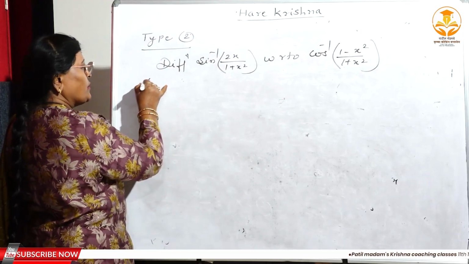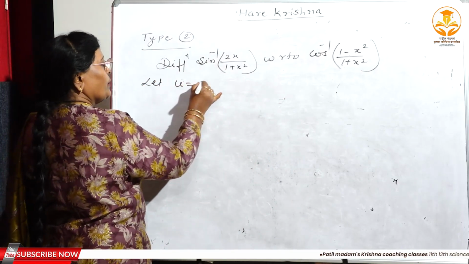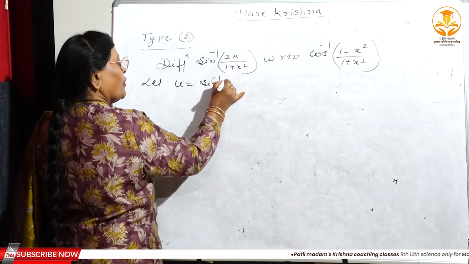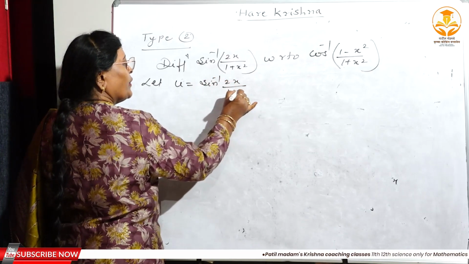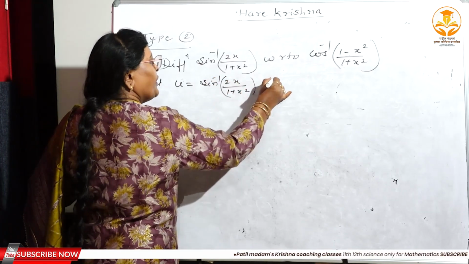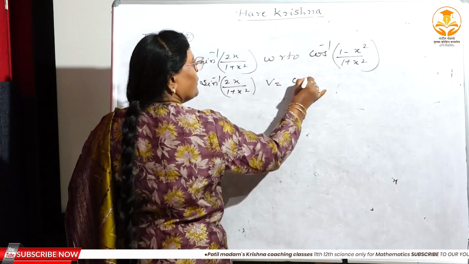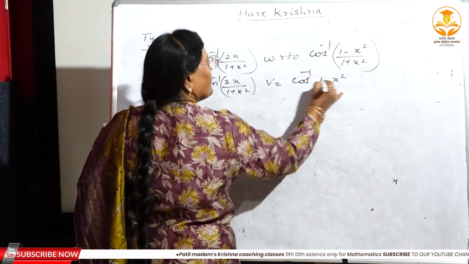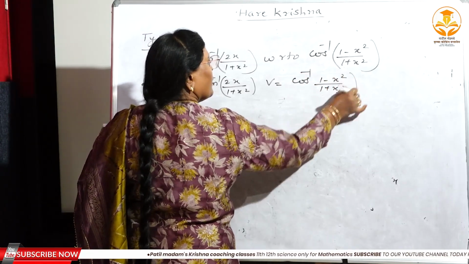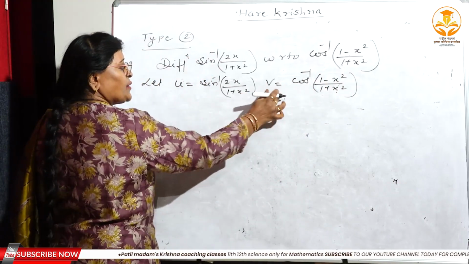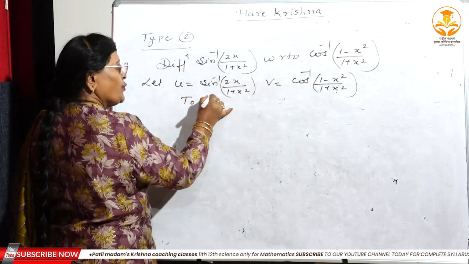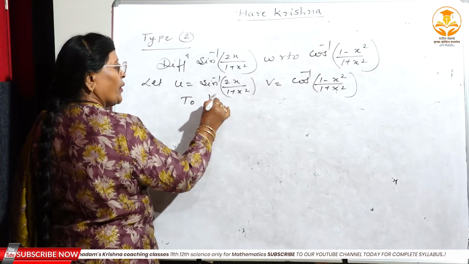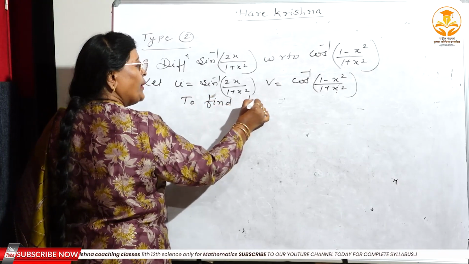Again what you have to do, let u be equal to sine inverse of 2x divided by 1 plus x square, and v equal to cos inverse of 1 minus x square divided by 1 plus x square. Now differentiate u with respect to v, means to find du divided by dv.